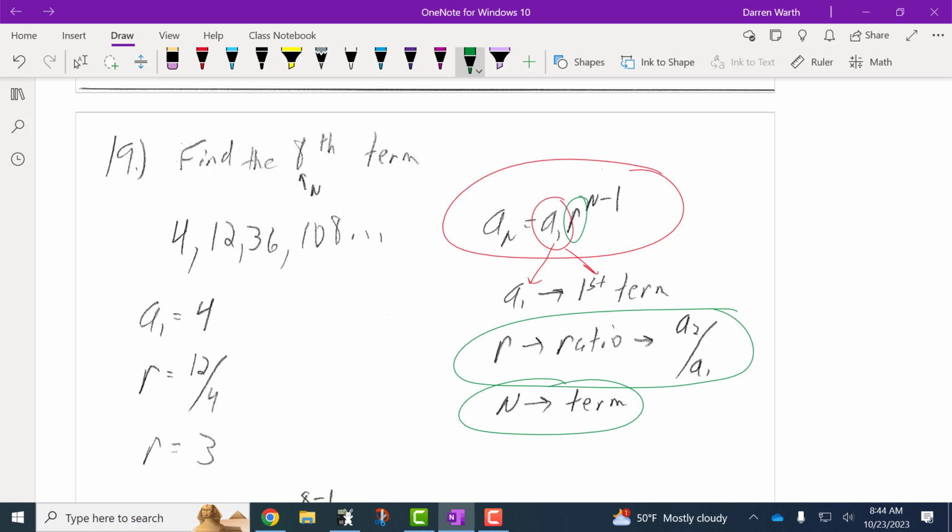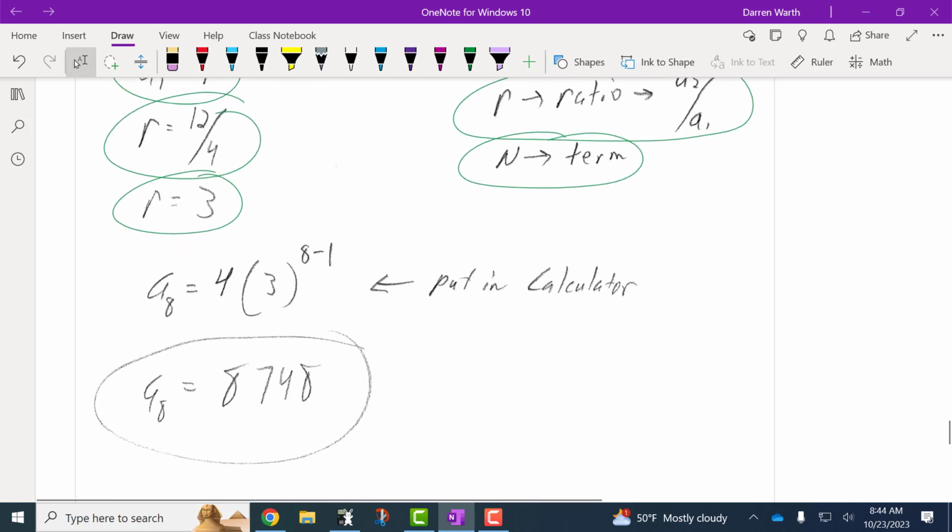So here's my a sub 1, which is 4. If I can't see that that is being multiplied by 3, I can take 12 divided by 4, which is that opposite, and I can realize that my ratio is 3. And then the term that I'm looking for would be this term right here. I'm looking for the 8th term. Now it's just a matter of substituting it in and solving it.